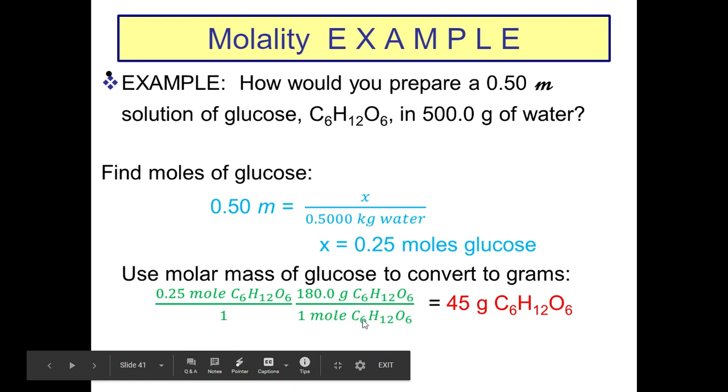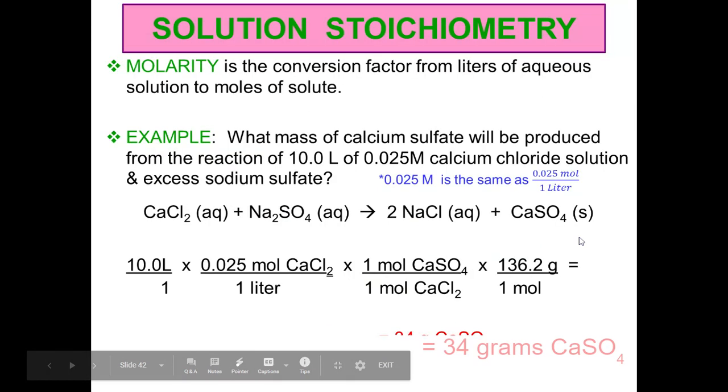Get rid of moles, because that's what we're trying to convert out, and we want grams, so grams goes on top. Molar mass when we're using grams to moles. So 6 carbons, 12 hydrogens, 6 oxygens add up to 180.0. Multiply the top, divide by the bottom. We get 45 grams of C6H12O6.